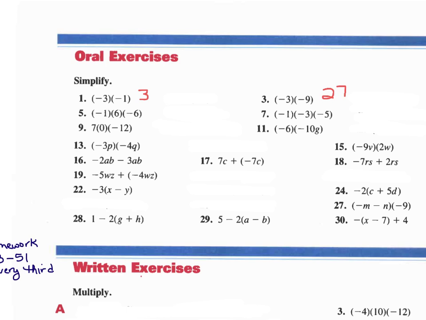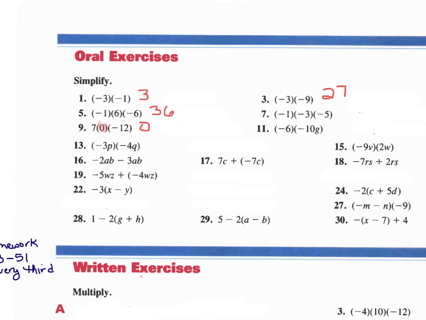Okay, then number 5. Negative 1 times positive 6 times negative 6. What do I get? Positive 36. Good. All right, let me jump around. What about number 9? 0. Good. If you notice right here, you got the 0 in here. Don't even worry about trying to multiply 7 and negative 12.